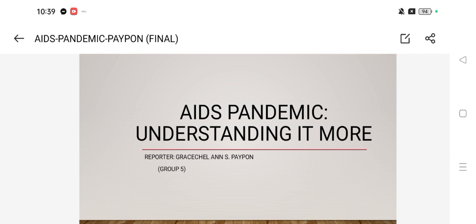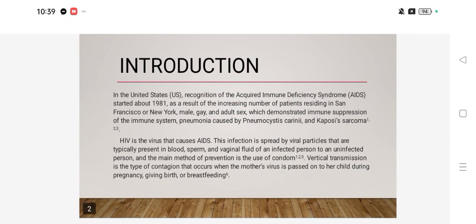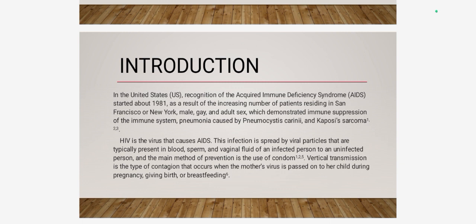Pandemic: Understanding It More. So, the virus known as human immunodeficiency virus undeniably affects millions of people worldwide, having a significant global impact. The so-called human immunodeficiency virus, or HIV, is the one responsible for causing acquired immune deficiency syndrome, or AIDS. So, in the US, the recognition of acquired immune deficiency syndrome started about the year 1981 as a result of the increasing number of patients residing in San Francisco or New York, may it be male, gay, and adult sex, which demonstrated immune suppression of the immune system, pneumonia caused by Pneumocystis carinii and Kaposi sarcoma.